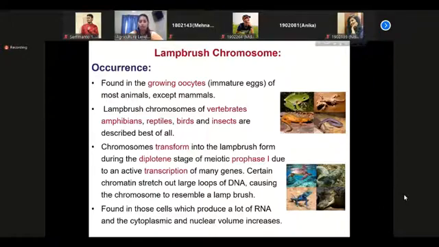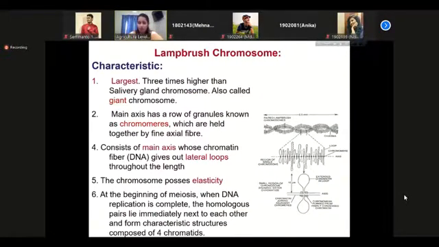So as I told you, the characteristic is that it is large, larger than the salivary gland chromosome. We will talk about the salivary gland chromosome in the next topics. The salivary gland chromosome is also a giant chromosome, a special type of chromosome. But the lampbrush is bigger than the salivary gland chromosome.